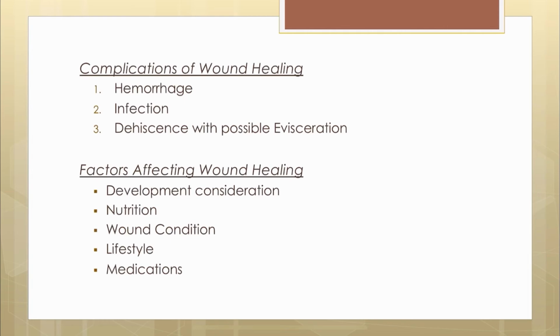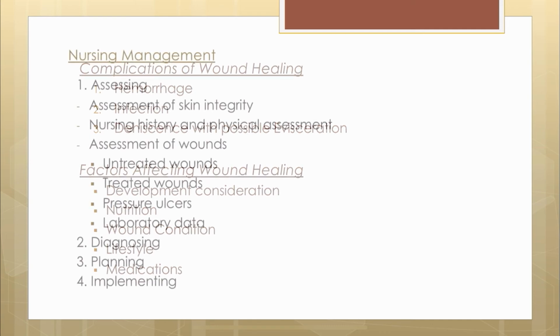And last, the dehiscence with possible evisceration. Dehiscence is a partial or total rupturing of a sutured wound, and evisceration is the protrusion of the internal viscera through the incision area. Factors affecting wound healing: developmental consideration, nutrition, wound condition, lifestyle, and medications.